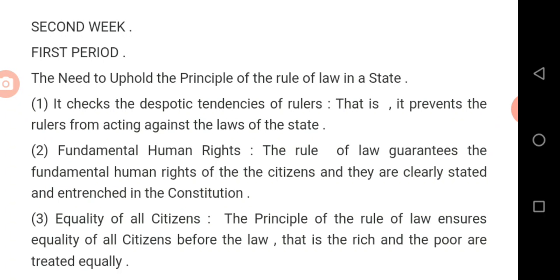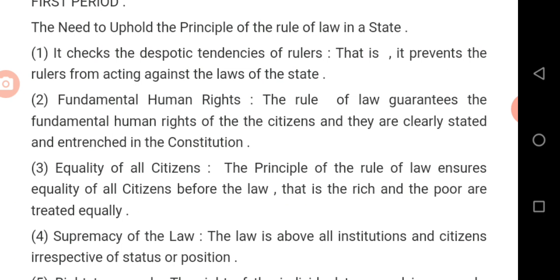I am still Govt Wk. Today we shall continue our discussions on the concept of the rule of law. We shall discuss the need for government to uphold the principle of the rule of law, factors that can ensure the enforcement of the rule of law, ways government of a state can violate the principle of the rule of law, the need to uphold the principle of the rule of law in the state.